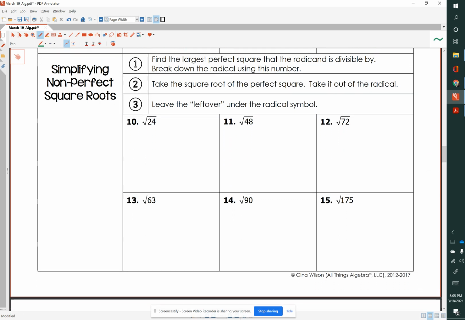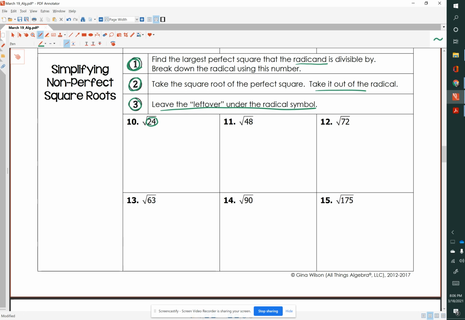If you have non-perfect square roots, you have a little bit of work to do. The first thing we're going to do is find the largest perfect square that the radicand, that's the number inside here, 24 is the radicand, is divisible by, and break down the radical using this number. Then you take the square root of the perfect square, and you pull it out of the radical. And then whatever's left over, you leave under the radical symbol.